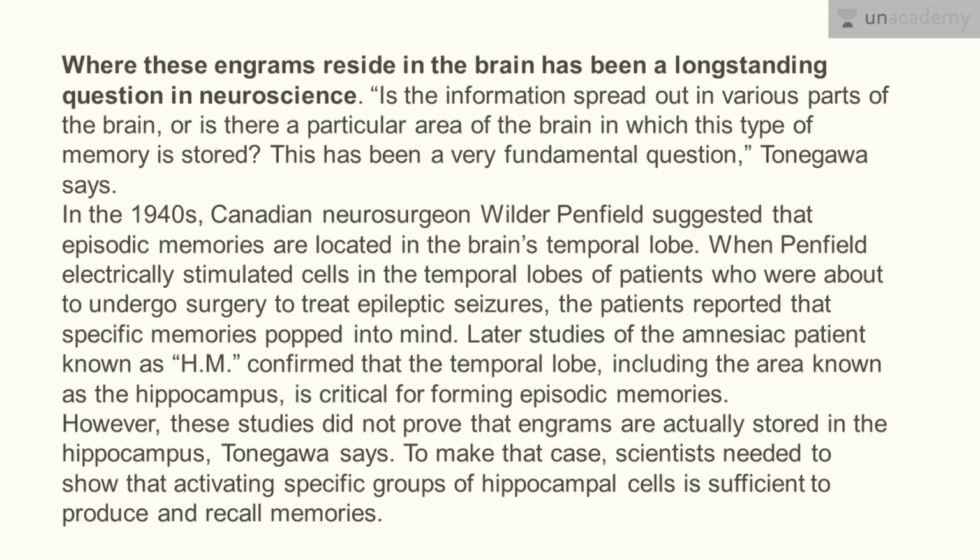However, these studies did not prove that engrams are actually stored in the hippocampus. Tonegawa says, to make that case, scientists needed to show that activating specific groups of hippocampal cells is sufficient to produce and recall memories.